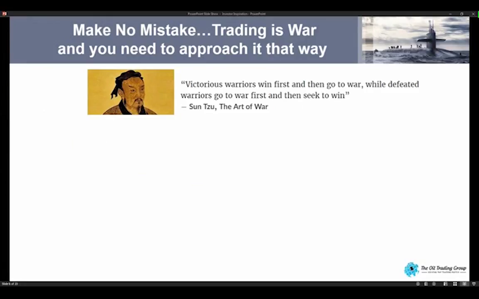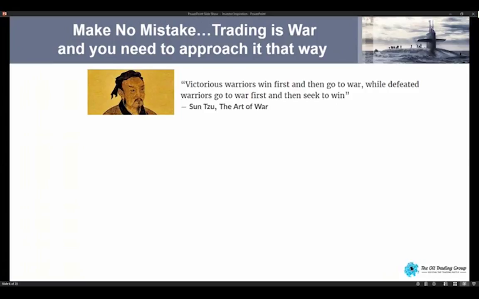All right, so as you can see here, there's a theme here today. You can see the submarine in the top right-hand corner. I was in the military, and the trading is very much a war, and make no mistake about it. You are battling against forces that oftentimes have greater resources or greater information or better technology than you have. And so trading is a war, and you need to approach it that way.